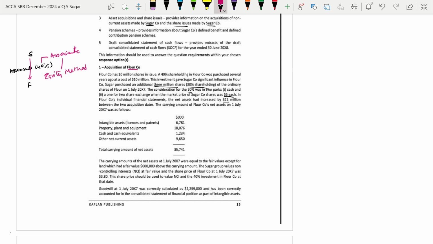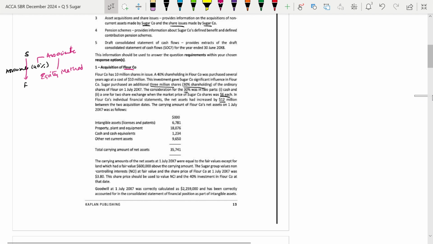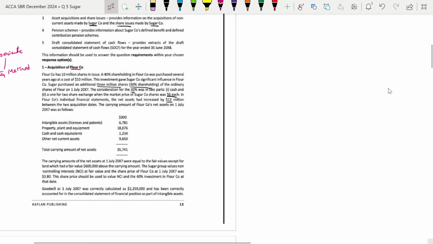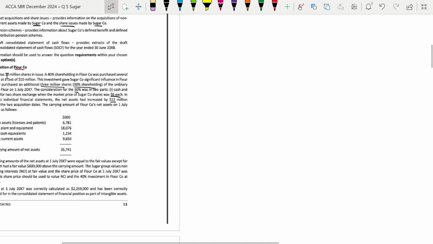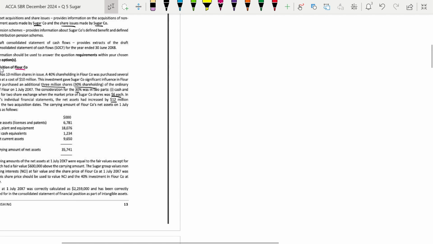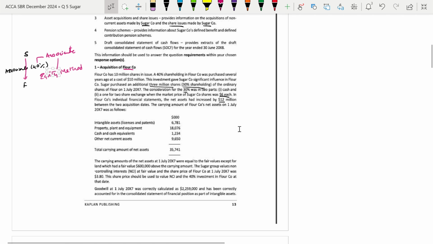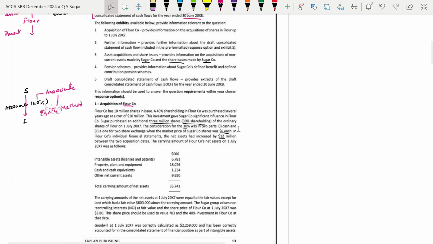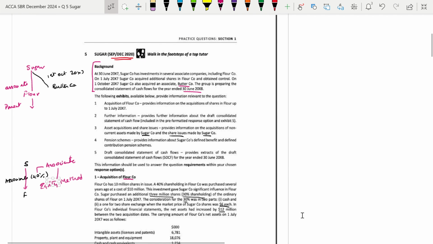Now, we should know how much is the investment in the associate. You have to write very simply. I'm writing how it will be there in the examination. Point number A1.